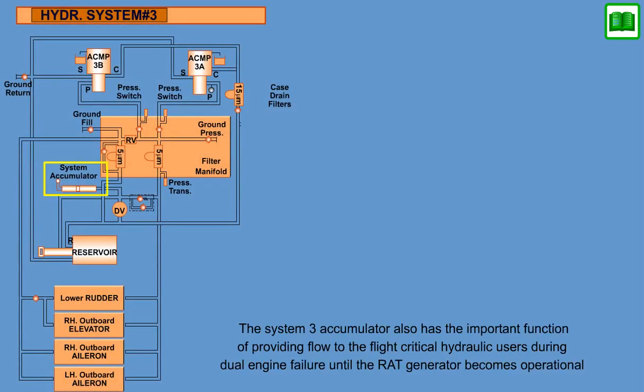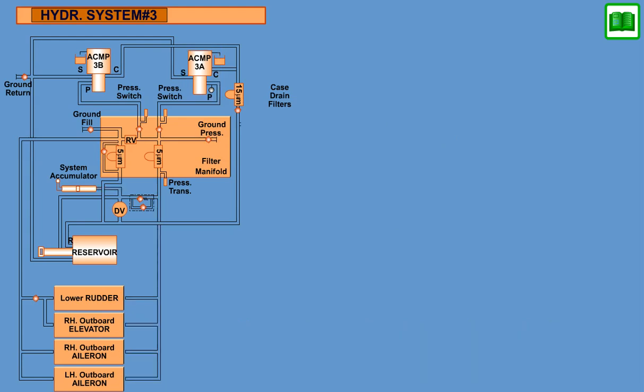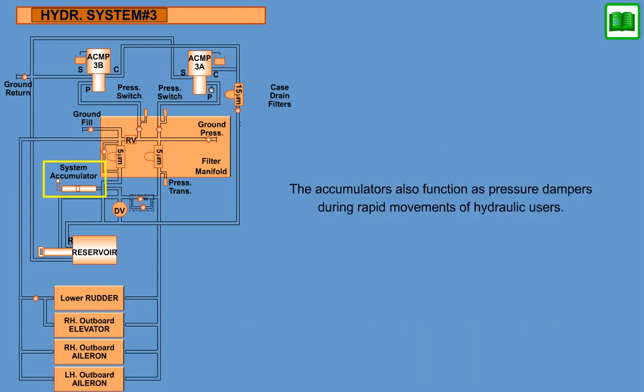The System 3 accumulator also has the important function of providing flow to the flight-critical hydraulic users during dual-engine failure until the ram air turbine generator becomes operational, which then powers the ACMP 3A via the AC Essential bus. The accumulators also function as pressure dampers during rapid movements of hydraulic users.